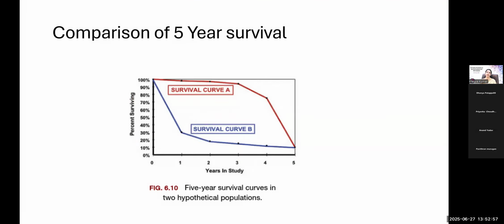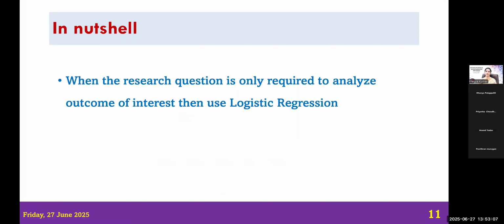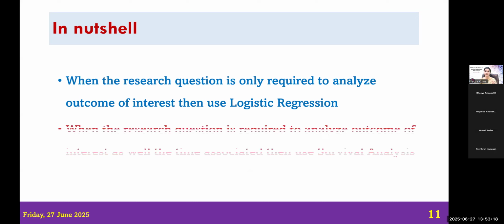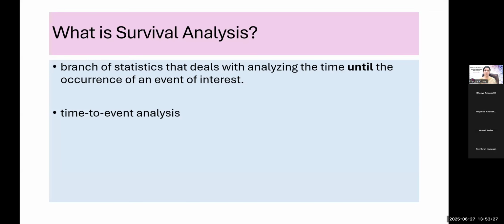And if you have the exact survival probability, you can calculate the overall or cumulative survival. So in a nutshell, when the research question only requires analyzing the outcome of interest, then we use logistic regression. But when we also have time, the time until that event happened, which is known as time to event data, then we use a type of analysis which is survival analysis. So now, since we have introduced this term, what is time to event data?